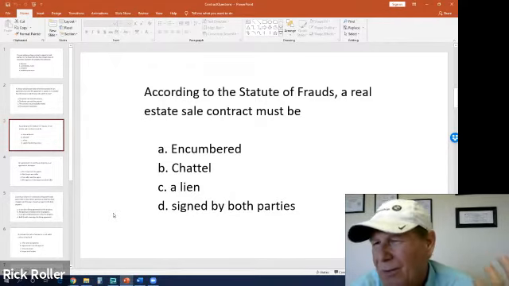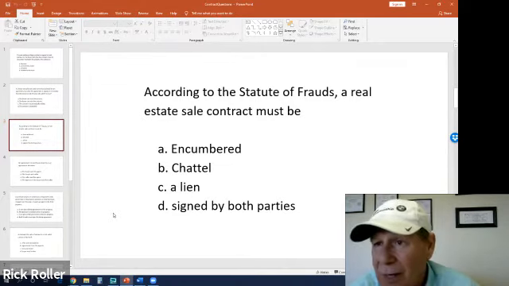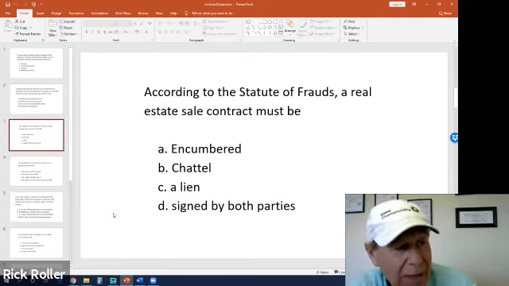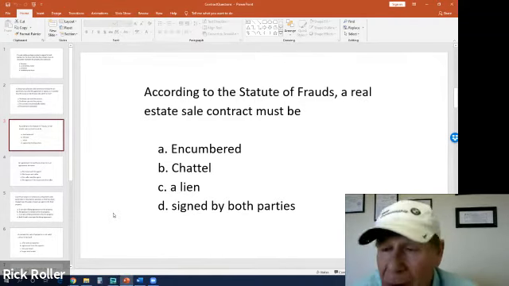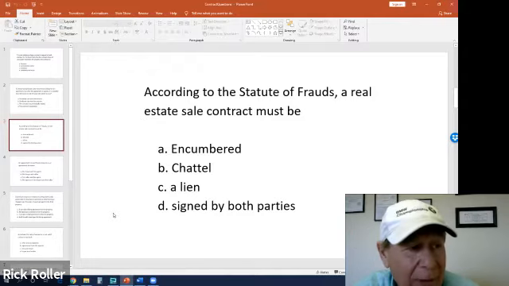So according to the Statute of Frauds, a real estate sale contract must be A, encumbered, which means like, what, there's a loan on it or something? That doesn't sound too good. Chattel, what's chattel? Chattel is personal property. Well, it is a piece of paper, maybe. I don't know. A lien? Oh, that's kind of like A, isn't it? It's encumbering something. Now, A, encumbered could mean a non-financial encumbrance, like CC&Rs, or maybe an easement against a property, but those three don't sound very good.